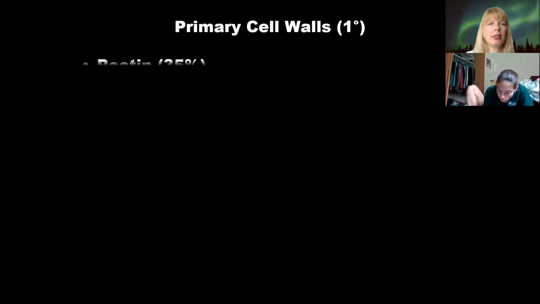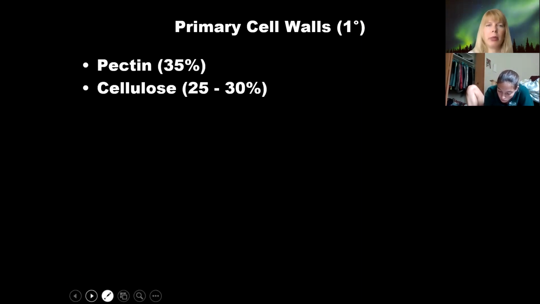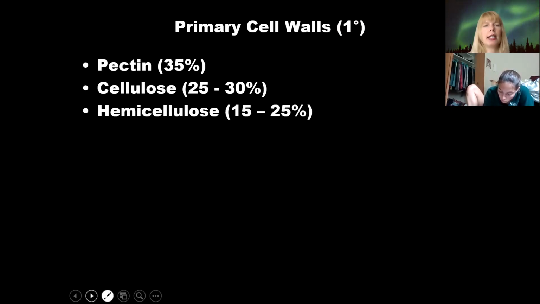So primary cell walls, when you look at them chemically, what are they made of? They do have pectin, but they also have cellulose, which is the most important thing that makes up the structural support of the primary cell wall. And then there's a related chemical called hemicellulose, which I'm not going to get into. I'm going to focus in on cellulose, but there is some hemicellulose, which is structurally and chemically similar, but the cellulose in terms of percent wins on that. And then there's some proteins in there as well.